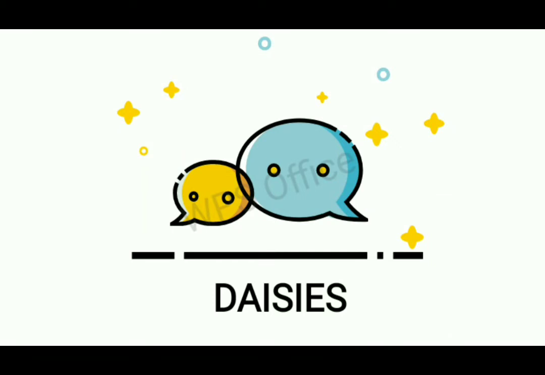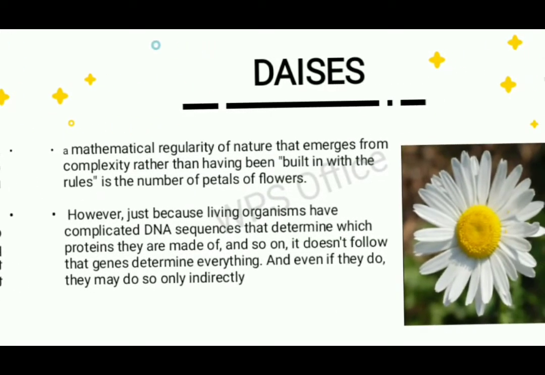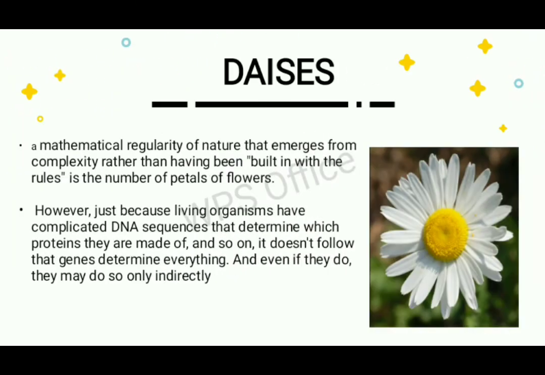And for the third and final example of Ian Stewart's Nature's Numbers, which is daisies, the key question for this chapter is: if genetics can choose to give a flower any number of petals it likes, or a pine cone any number of scales that it likes, why do we observe such a preponderance of Fibonacci numbers, a mathematical regularity of nature that emerged from complexity rather than having been built in with the rules, in the number of petals of flowers?